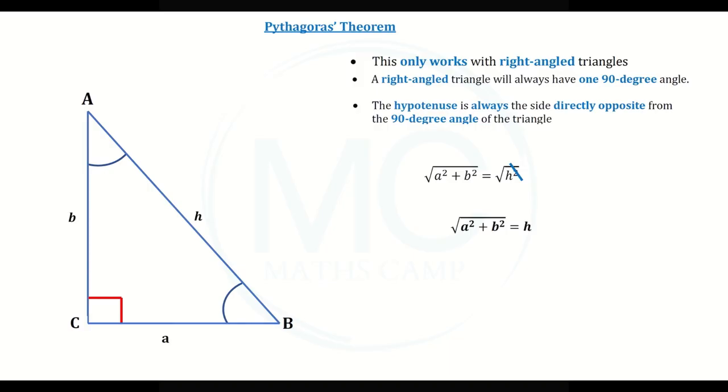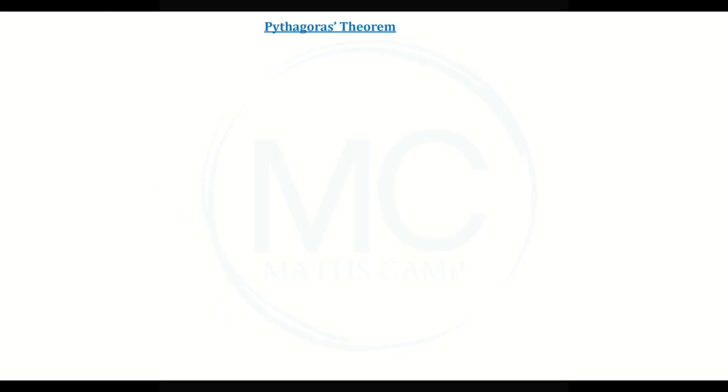Please keep in mind the hypotenuse will always be h, but it doesn't matter which side you assign to a and to b. With this in mind, let's write our theorem up here, and now we can look at some examples.